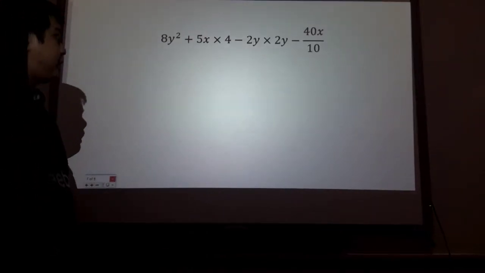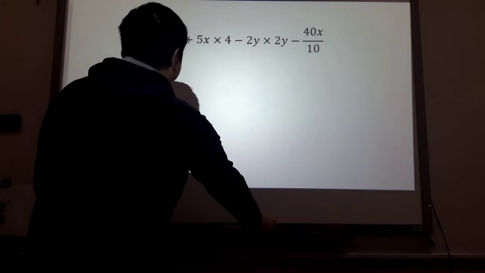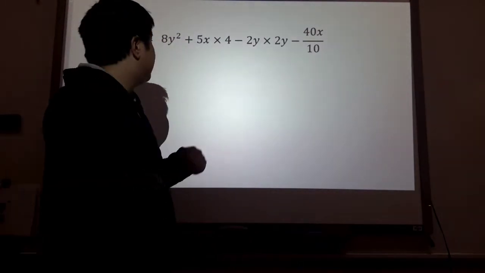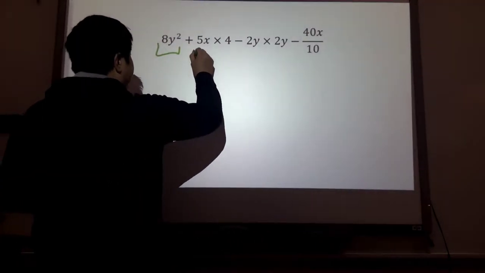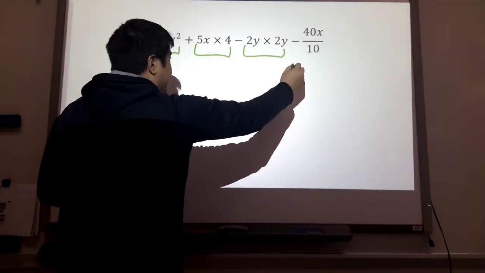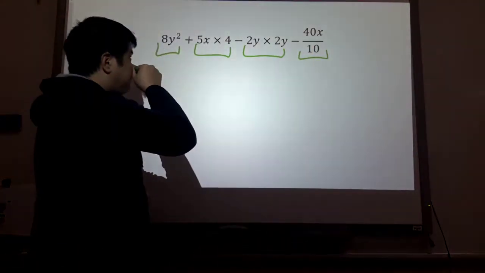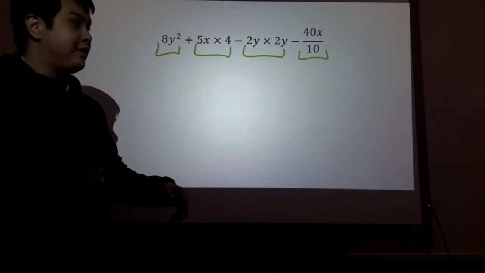Let's take a look at the next problem. In this problem, we have 4 terms. This is a term, this is a term, this is a term, and this is a term. So let's simplify each one of these terms.